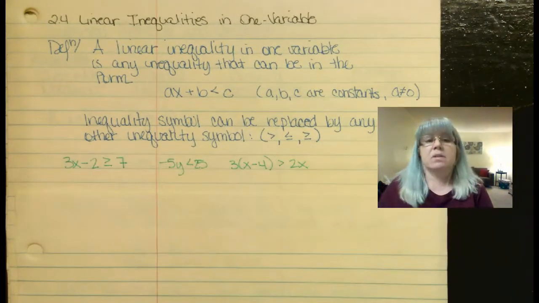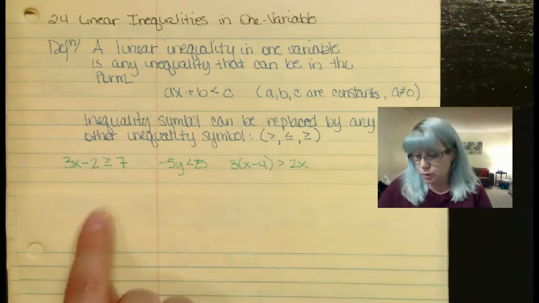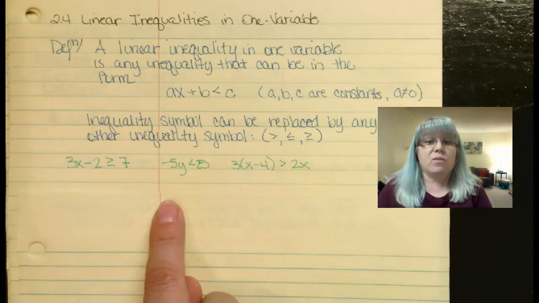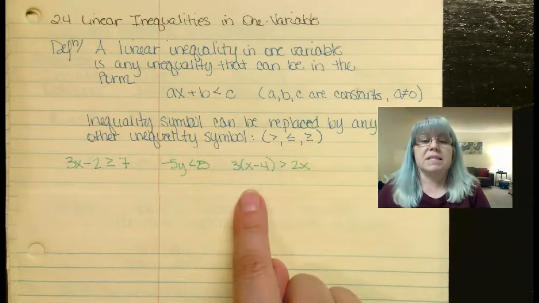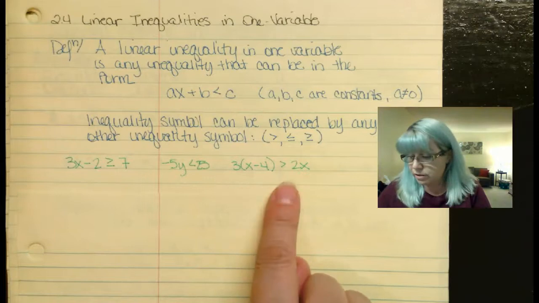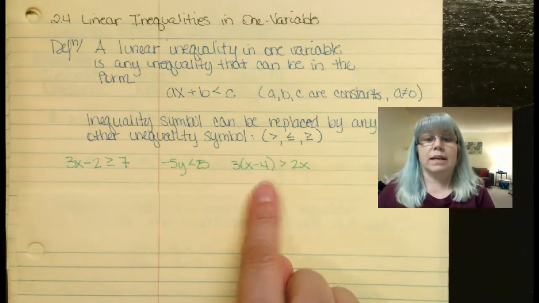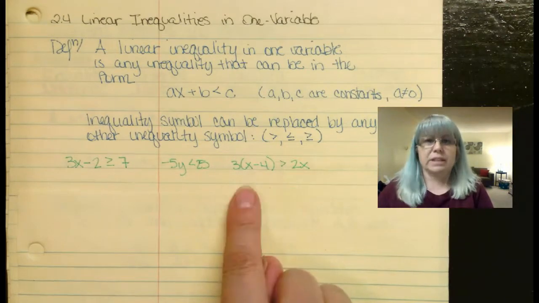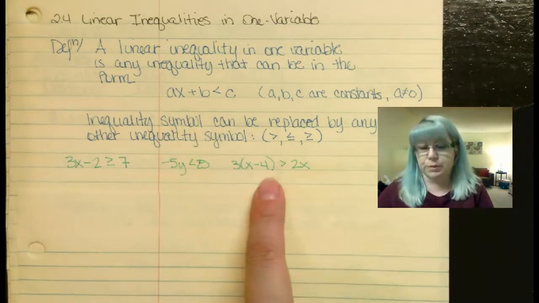A couple examples of linear inequalities would be something like 3x minus 2 is greater than or equal to 7, negative 5y is less than 25, or even 3 times x minus 4 is greater than 2x. Now they're not in the standard form, the 3 times x minus 4 is greater than 2x, but we could put it in the standard form, ax plus b is less than c, if we needed to.